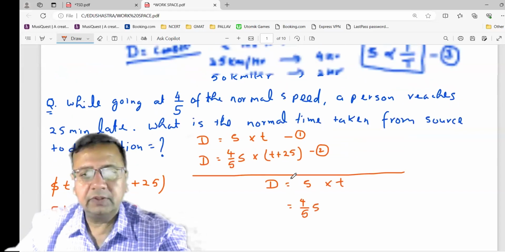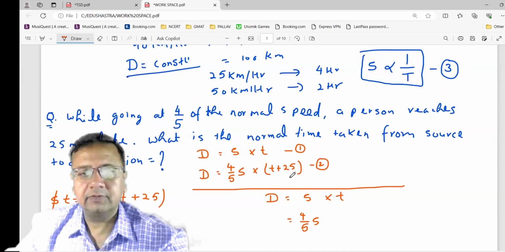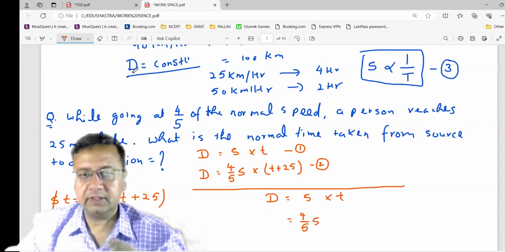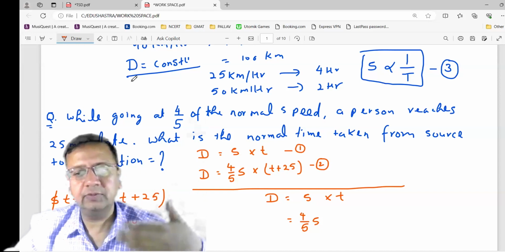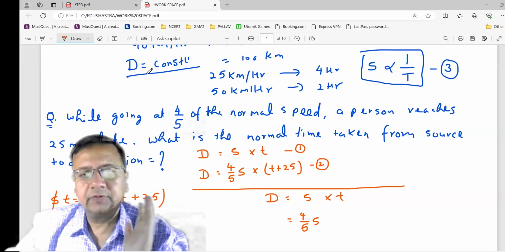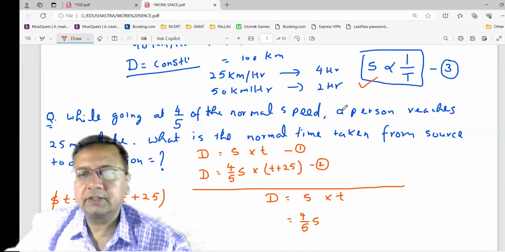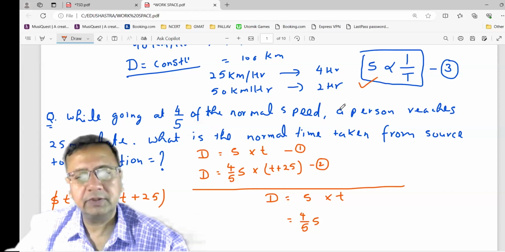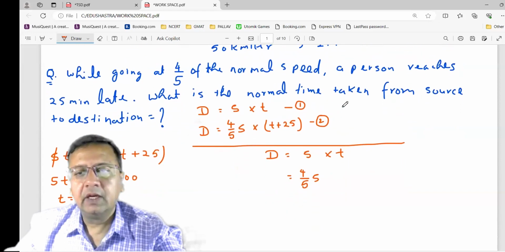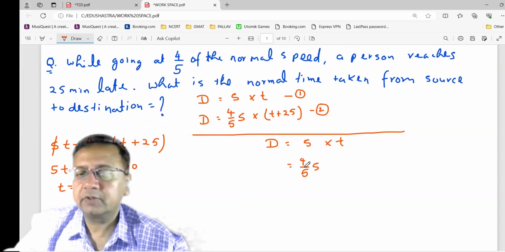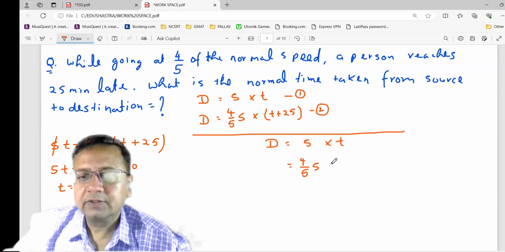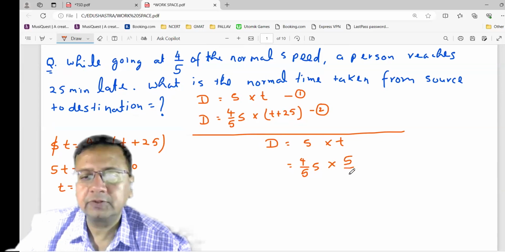Now we know this relation, just the above, if distance is constant, right? So here in this example, the distance is constant because you are going from home to office. So if distance is constant, speed is inversely proportional to time. So if speed is 4 by 5 of S, can I say time will be, in inverse proportion, 5 by 4 of t?